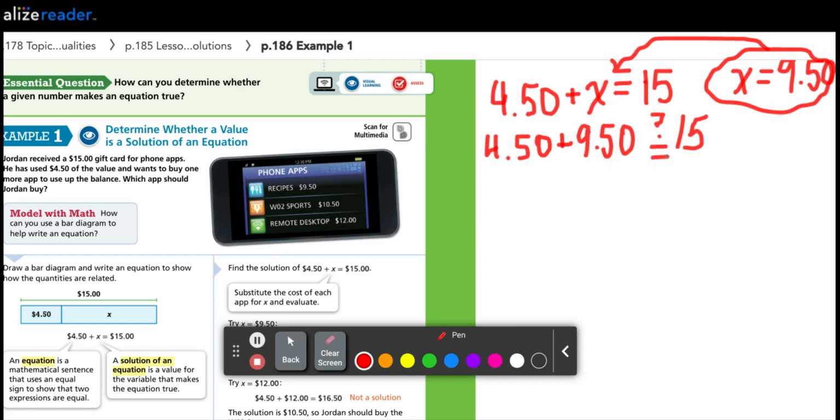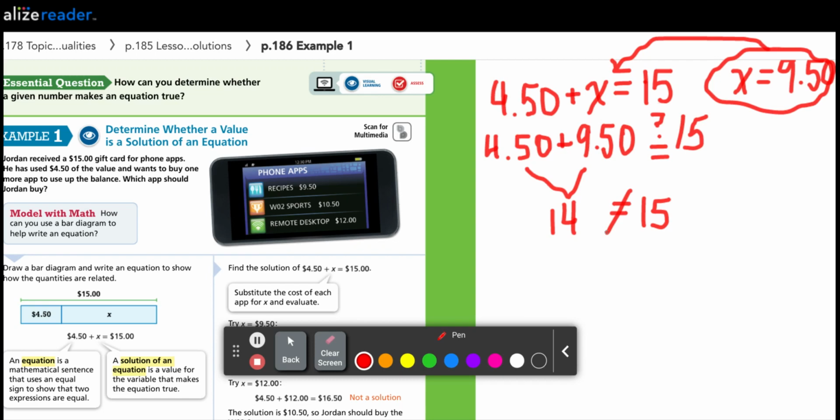So will the left side equal $15? Let's plug it into our calculator. $4.50 plus $9.50. So 4.5 plus 9.5 equals $14. So is 14 equal to 15? No, it's not. So he would have $1 left over. That's not what he wants to do. He wants to use up all of his money.